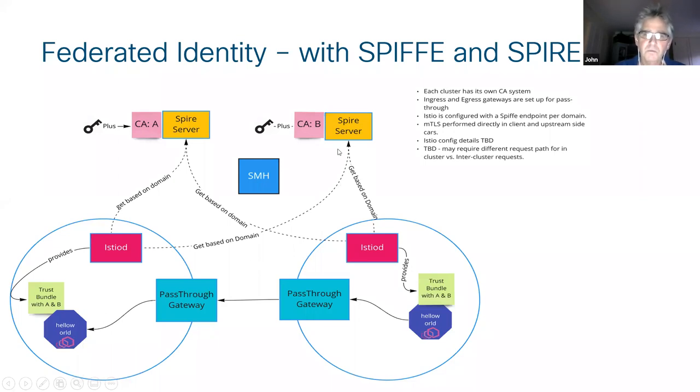Istio has some capabilities right now to specify these trust bundles, basically pointing to a different Spire server based on a domain. So based on a domain, you point to a Spire server. There could be multiples of these, and that allows Istio to provide a more complete trust bundle with both the A and the B components.